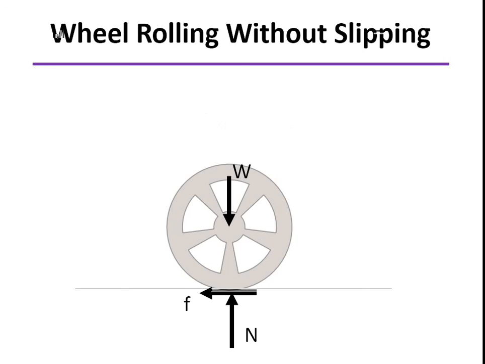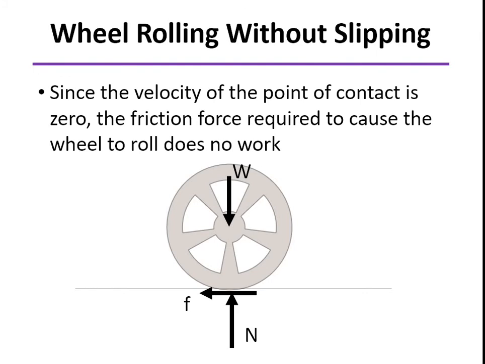Now, one note here: we work a lot of problems where we have a wheel that rolls without slipping, and we know there's a friction force. Now, if we were sliding, we would say that that friction force is doing negative work. But because the point of contact where the friction is acting has a velocity of 0, it turns out the friction force that causes that wheel to roll does not do any work, so we don't have to worry about that when we're summing up the work done.